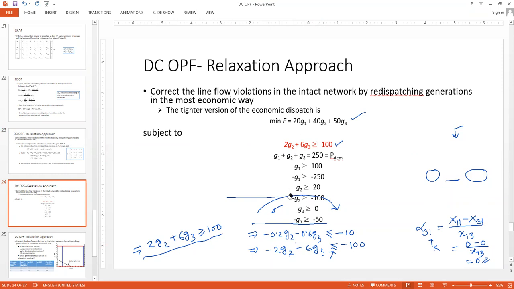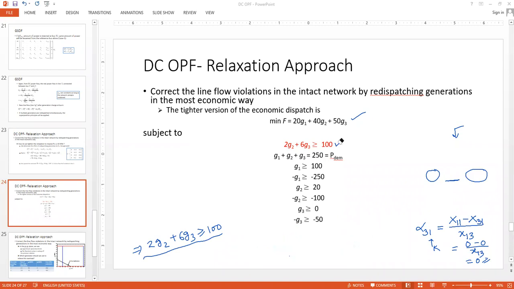And remember all the previous constraints, by that I mean the equality constraint over here and all the generation limit constraints, are still valid. This is a new line flow limit constraint, because of the violation of the previous attempted solution.